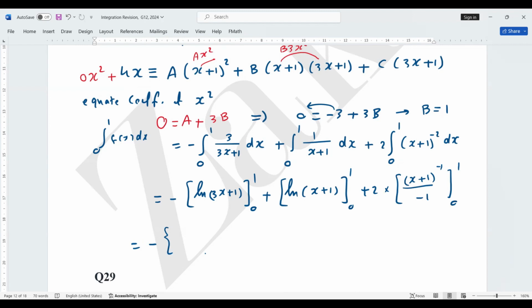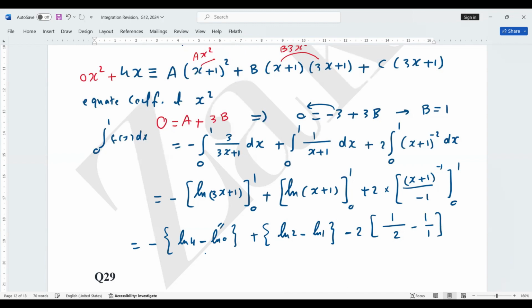Now, negative. Replace x by 1: 3 times 1, 3. 3 plus 1, 4. So it's ln 4. Minus, replace x by 0, it's ln 1. Plus, replace x by 1, so it's ln 2. Minus ln 1. Negative 2 outside, so negative 1 times 2, negative 2. And this is 1 over x plus 1. Replace x by 1, so it's 1 over 2. Minus 1 over 1.